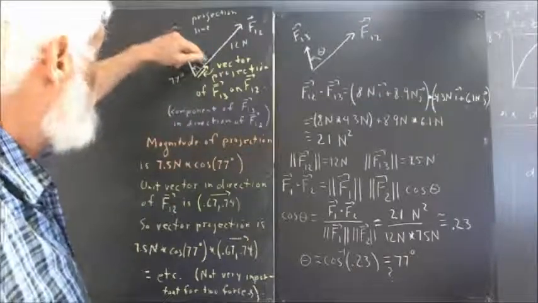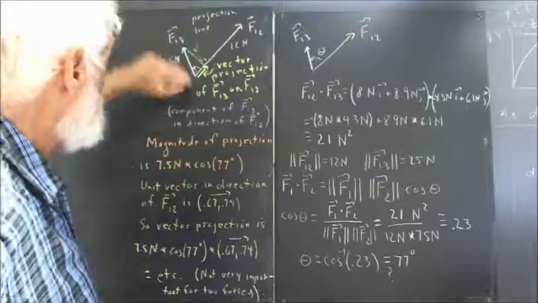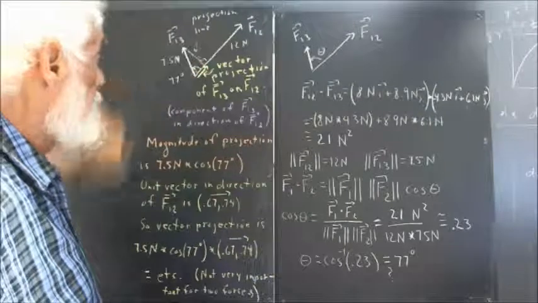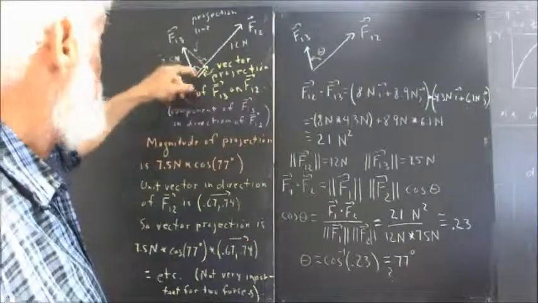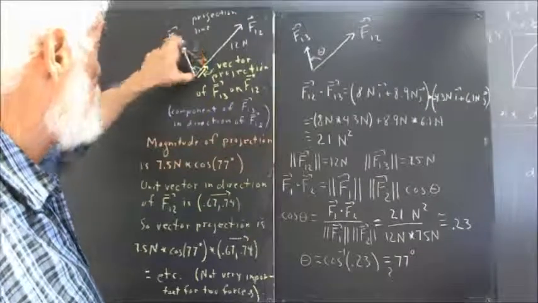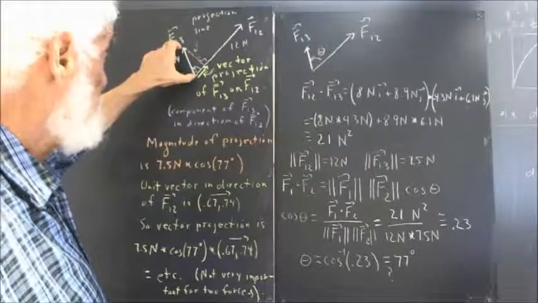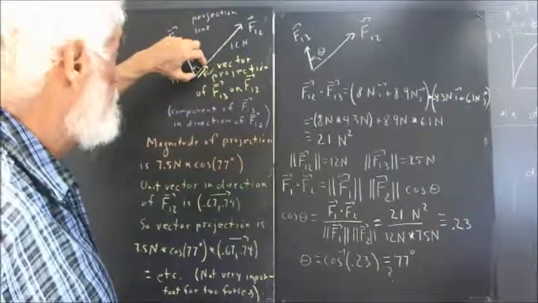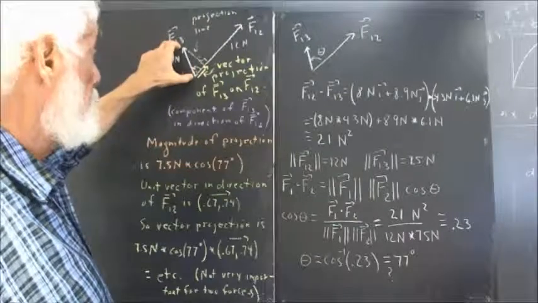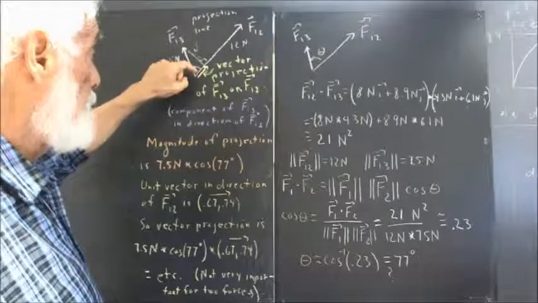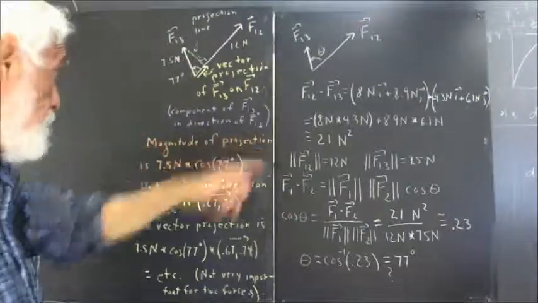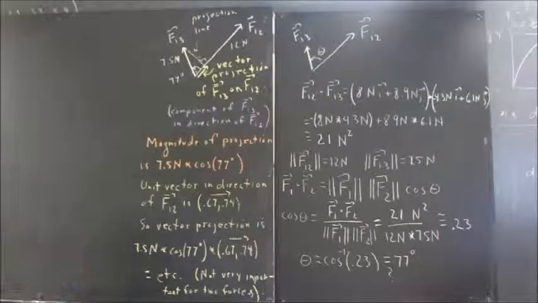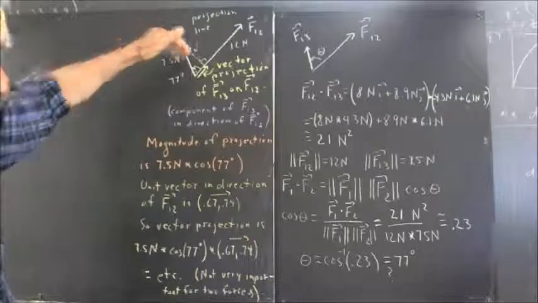Well, this projection line, along with part of this vector and this vector as the hypotenuse, makes a right triangle. And this side is the adjacent side of a right triangle, which has this hypotenuse, so this distance is just equal to the hypotenuse, the magnitude of the vector, multiplied by the cosine of the angle. So the magnitude of our projection is 7.5 newtons times the cosine of 77 degrees. At least that's the magnitude of the projection in this case.